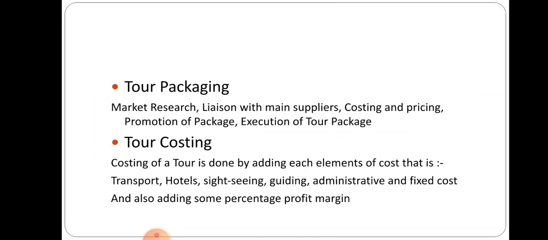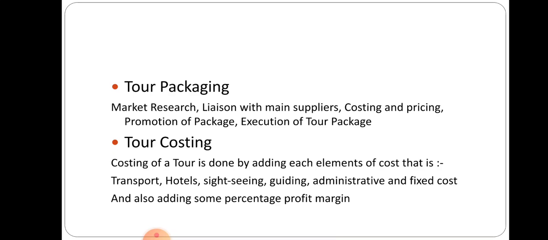Next function of a travel agency is tour packaging. Tour packaging is the most important function of a travel agency. A tour package is a combination of various tour ingredients. To prepare a tour package, first of all a travel agent makes market research, and after that he negotiates with the main suppliers of the tour package ingredients. After that, he does the costing and pricing of the tour package and the promotion of the package, and after that execution of the tour package is started.